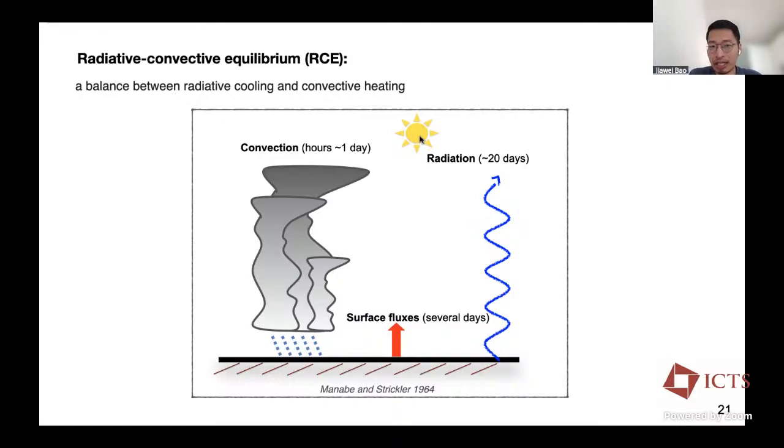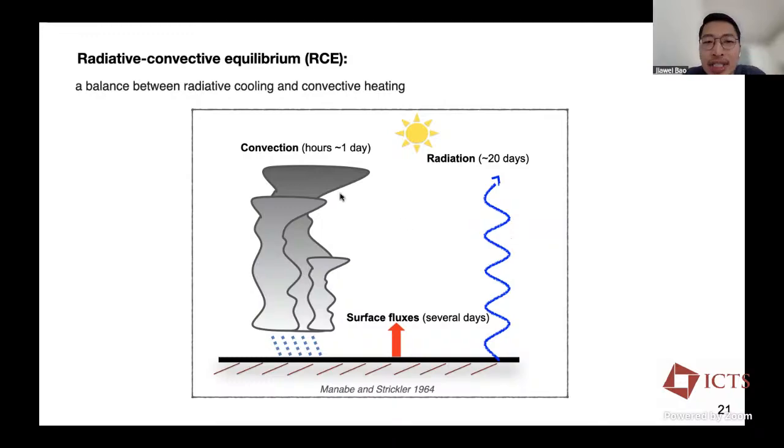So when the sun comes out, it heats the surface. This leads to increased surface fluxes, and increased surface fluxes can quickly trigger enhanced convection. Convection acts to warm the atmosphere, which we call convective heating. In the meantime, radiation acts to cool the atmosphere, which is radiative cooling. So the balance is between convective heating and radiative cooling.